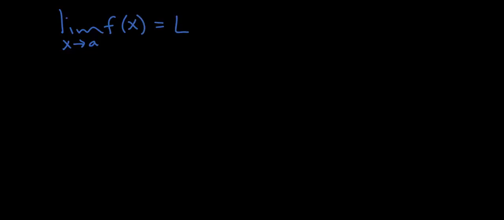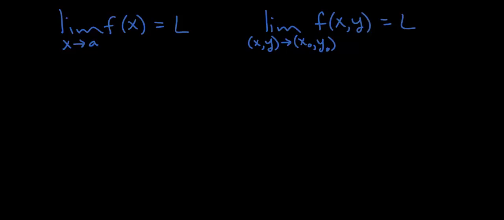But now what we want to do is build on that and study things like limits of functions with more than one independent variable. Maybe in this case, two independent variables, x and y, and we want to figure out, well, what does that mean? In other words, we realize what this means, we want to build on that and see if we can define this.